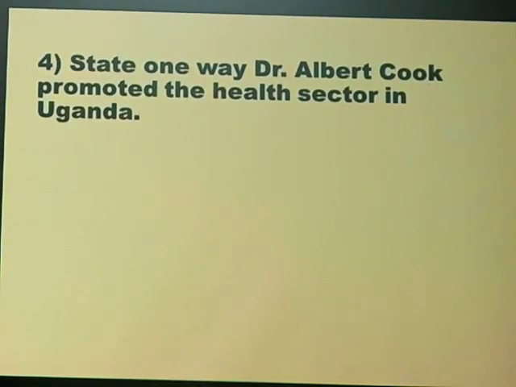State one way Dr. Albert Cook promoted the health sector in Uganda. There are two issues here. One, he helped to control the spread of sleeping sickness. He also treated patients of sleeping sickness. Also, we can say he helped to construct Mengo Hospital. So there are two things here. One aspect about sleeping sickness that can be formed in many ways, then the hospital Mengo.